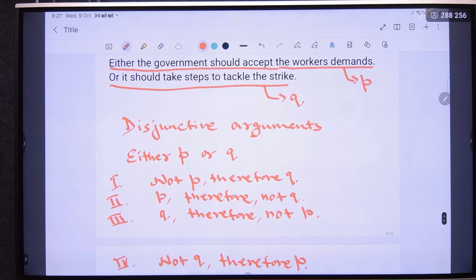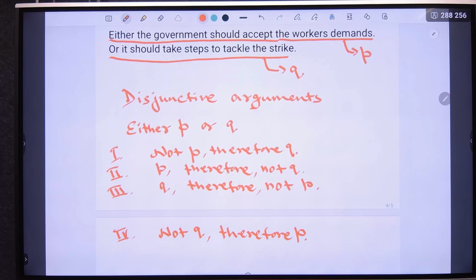So I can flash the statement here, and we can see what has been the condition given to us. What is the condition given to us? It is either P or Q. Fine. So case 1, not P. अगर गवर्नमेंट ने एक्सेप्ट नहीं की तो क्यों होना चाहिए? It should take steps to tackle the demands. So what do you feel? It should be correct or not correct?